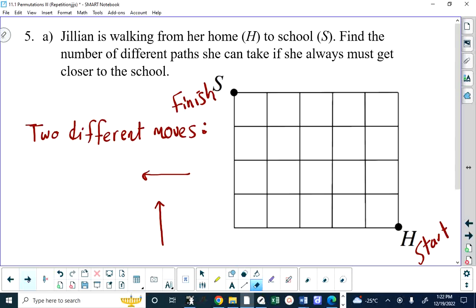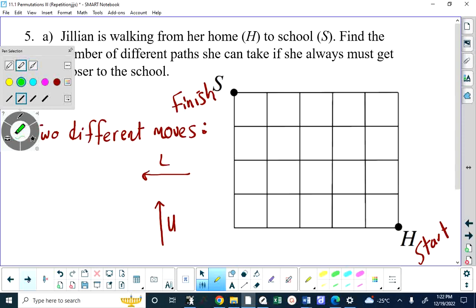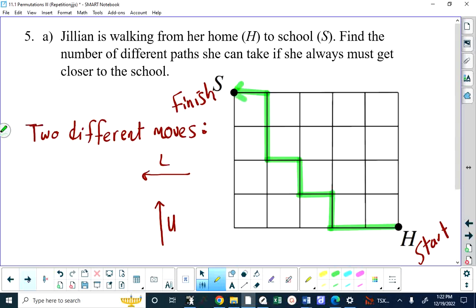So what we're going to do is we're going to label these as letters. This is L and this is U. L for left, U for up. And we're going to recognize that based on this grid, she has to make 4 moves up and 5 moves left. For example, here is a path that she could take. She could start here and do this. And she would be done. She ends up here.